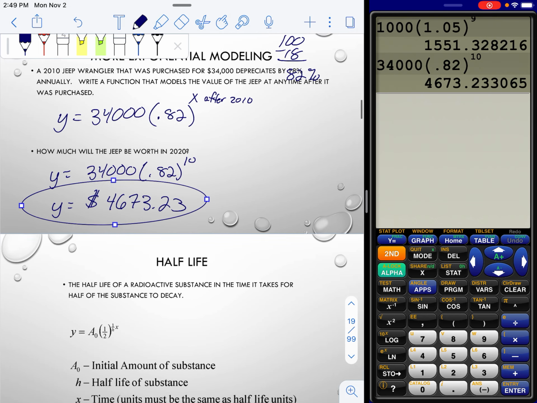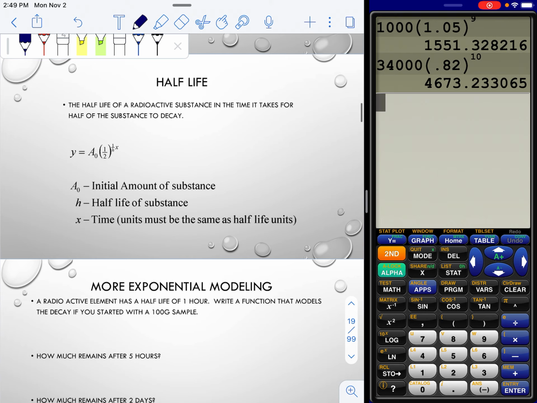Okay. All right, so half-life. Half-life is the time it takes for half the substance to decay. So that's essentially what that means. So how long did it take before half of it remains? Okay, which means half of it disappeared. All right, so it's kind of the same setup. A sub 0 is still your initial value. Okay, that's your initial value.